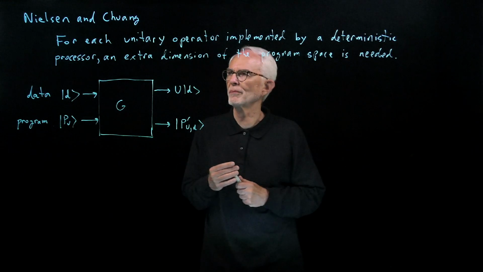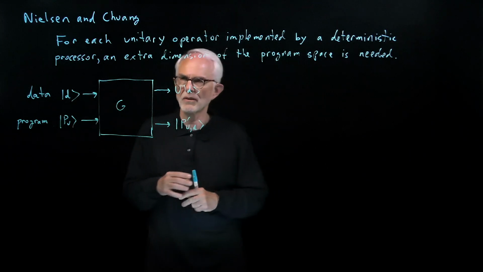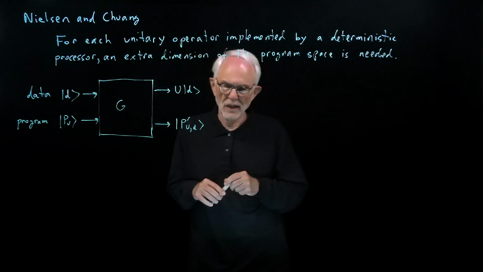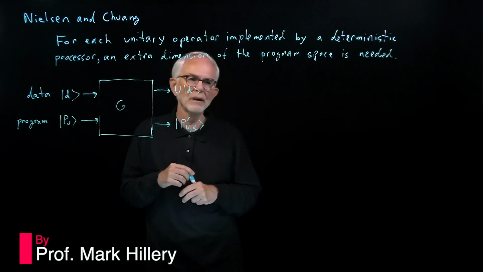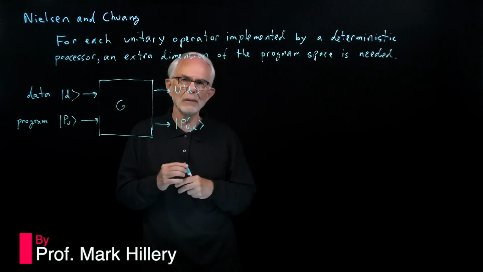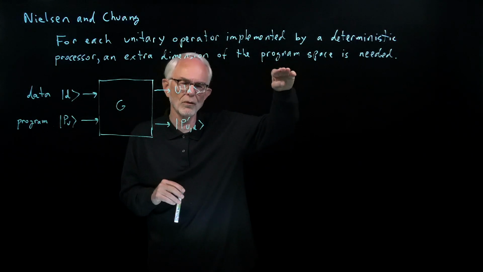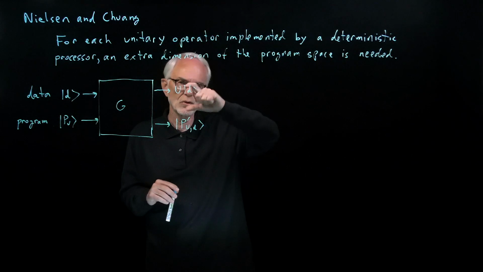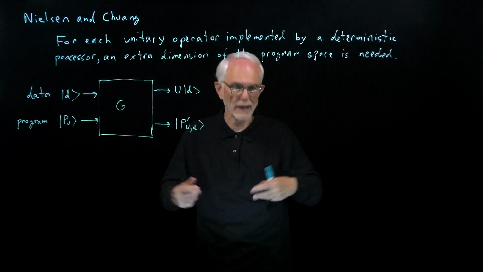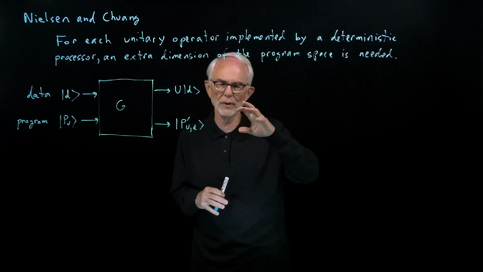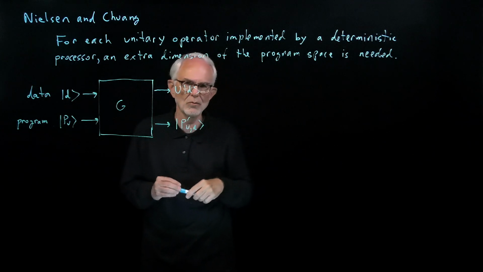So now we're going to talk about a theorem due to Nielsen and Chuang. The way this fits into the previous discussion is that we found with our 3-qubit circuit that we could implement 4 different unitary operations on the top qubit. The top qubit is the thing that we were performing operations on, which I'll call the data qubit.